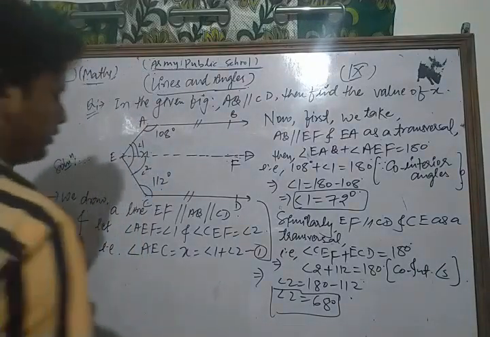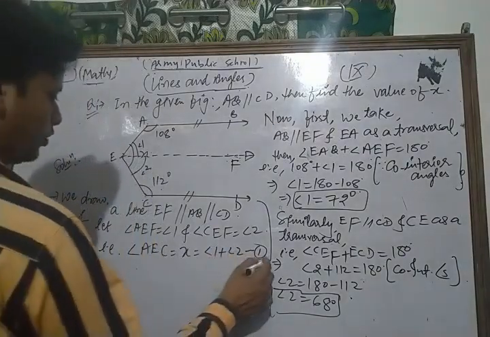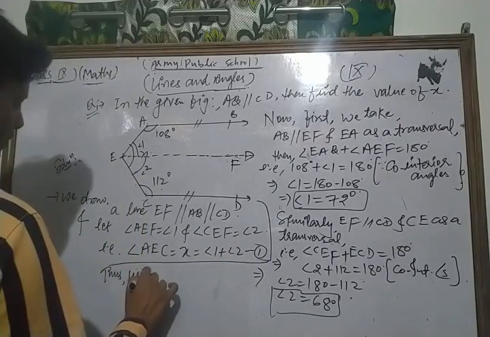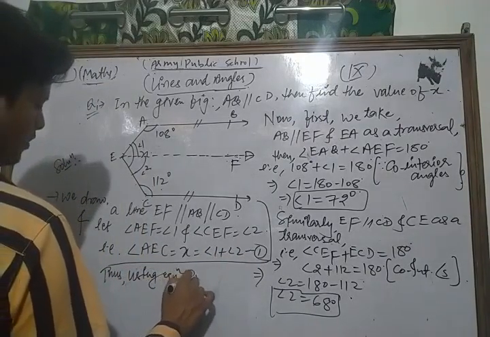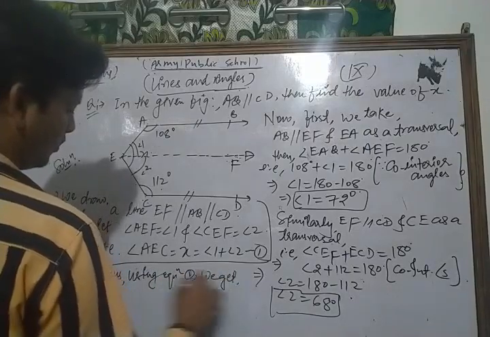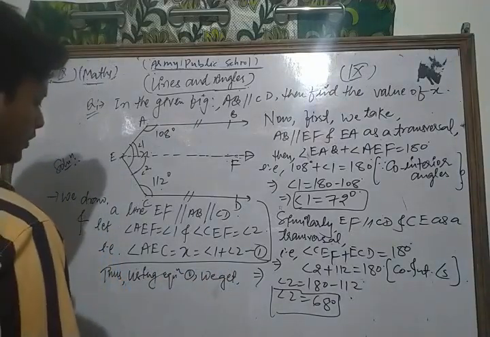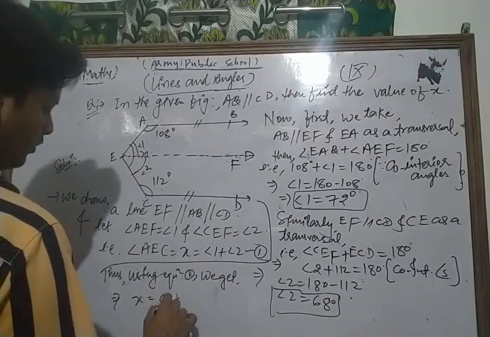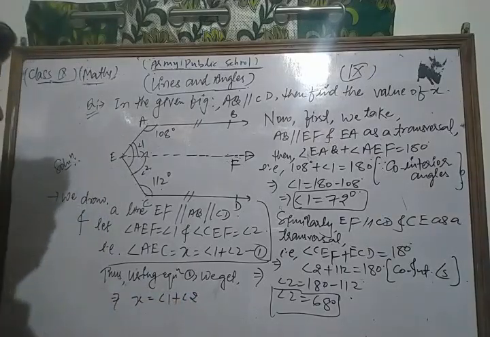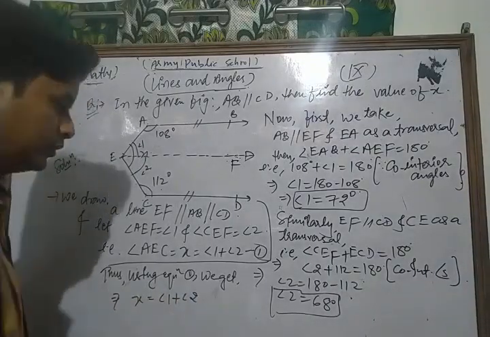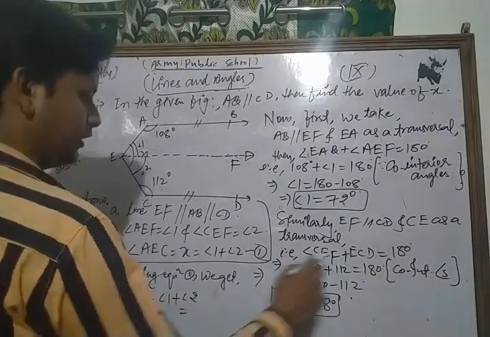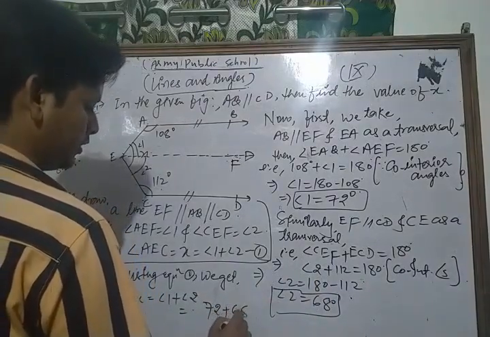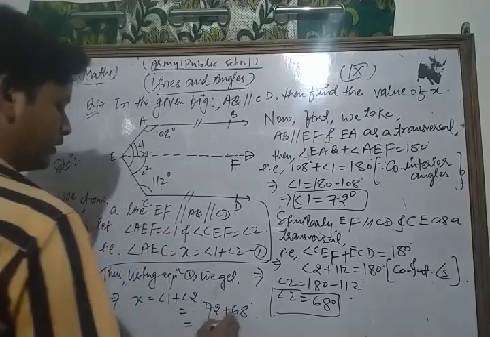Now what I do? Now using equation 1, because we find the value of x. Thus, using equation 1 we get x is equal to angle 1 plus angle 2. Angle 1 is 72 degree. Angle 2 is 68. So we get what?